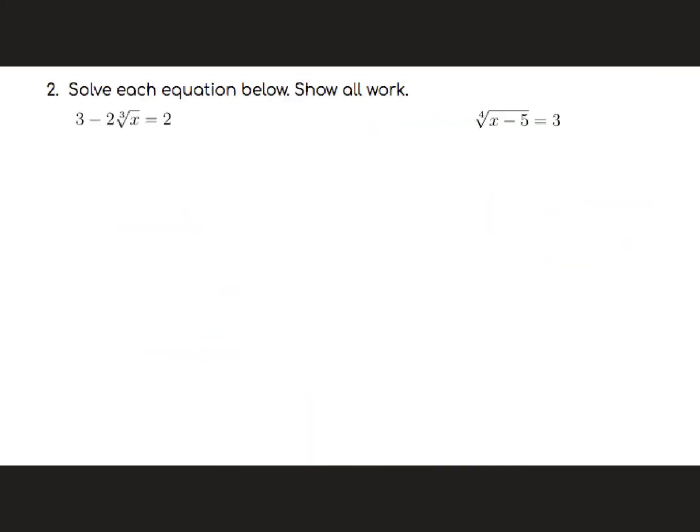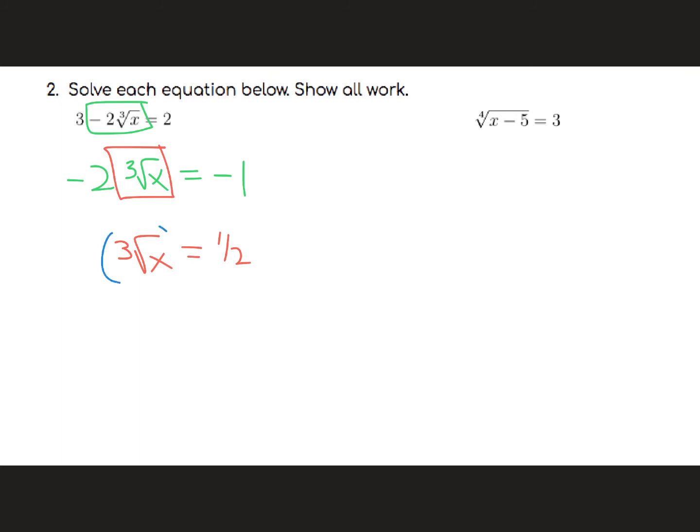Sorry, zombies came out. Solve each equation. All right, so I'm going to go ahead and pretend this is just like a linear equation. I'm going to get this by itself first. So -2 cube root of x equals, I'm going to subtract 3 from both sides, so -1. I'm still going to roll with the linear equation idea, and I'm going to get that by itself. I'm going to divide by -2. -1 divided by -2 is 1/2. And now I'm going to say, all right, I want to get that x by itself. To get rid of that cube root, let's go ahead and cube it.